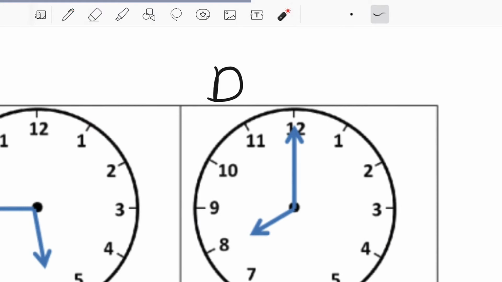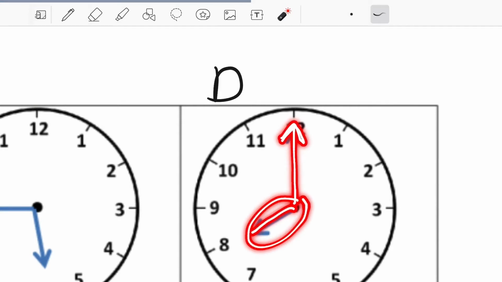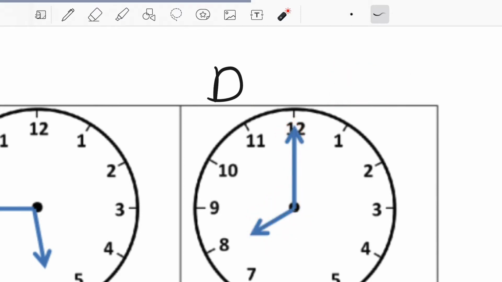So it's exactly 8 o'clock. So every time the minute hand is on the 12, it will be the number and then 0, 0. So whether it's 8, we will say 8 o'clock. If the hour hand was pointing on the 10, we will say 10 o'clock.